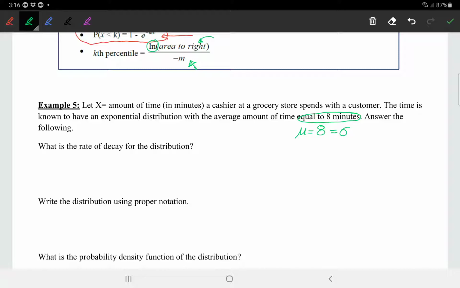So, knowing that, do we know what the rate of decay for the distribution is? Well, we know that mu is equal to 1 over the rate of decay, which is m. We're given that mu is equal to 8, so we can just solve for m. So if 8 is equal to 1 over m, we can multiply by m on both sides, so 8m equals 1. So the rate of decay must be equal to 1/8.